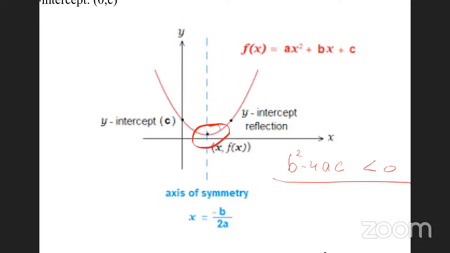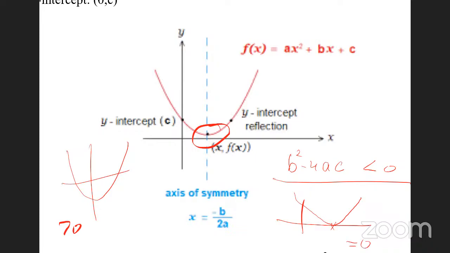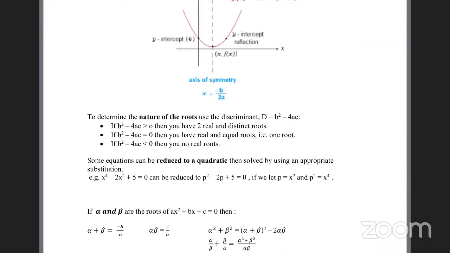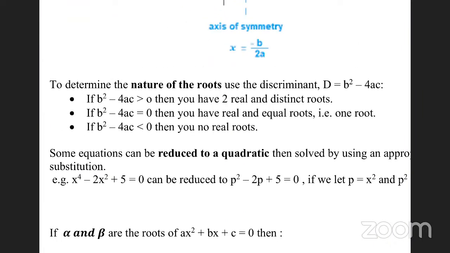What would happen if it had 2 real roots? More than 0. What about here? Equal to 0, 1 real root. I wanted to point out, look at right here. If it is more than 0, then you have 2 real and distinct roots. Equal to 0, you have real and equal roots. And if it's less than 0, no real roots.